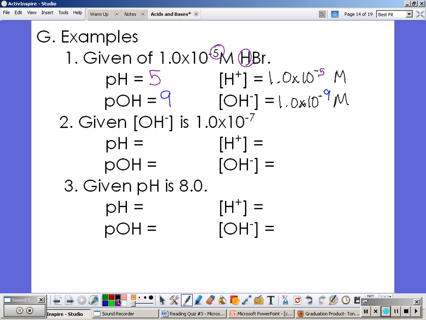That would make this situation acidic, because the pH is less than 7.